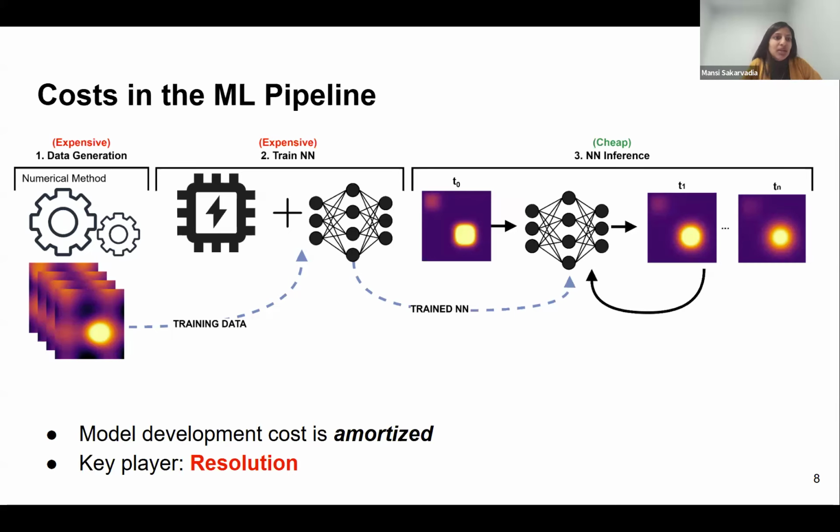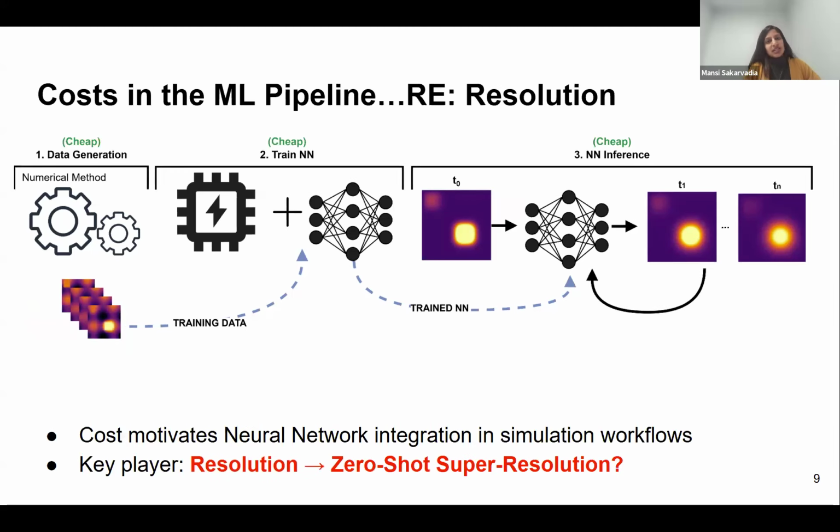In step 1, the cost of generating data scales with the resolution at which it's generated. And in step 2, the cost of training over the data also scales with resolution. This is interesting and perhaps a bit of a dilemma, because we know that cost is what motivated neural network integration into these computational simulation workflows in the first place. So the fact that steps 1 and 2 are expensive is no small thing, and people have started to come up with methods to work around that limitation.